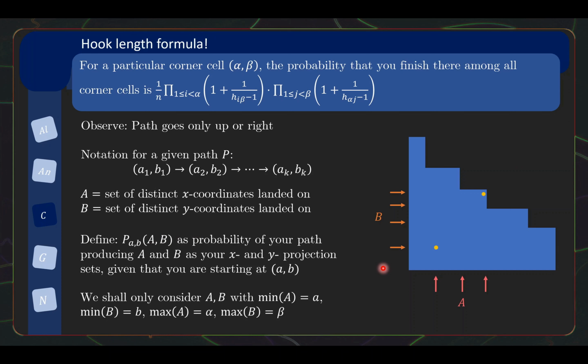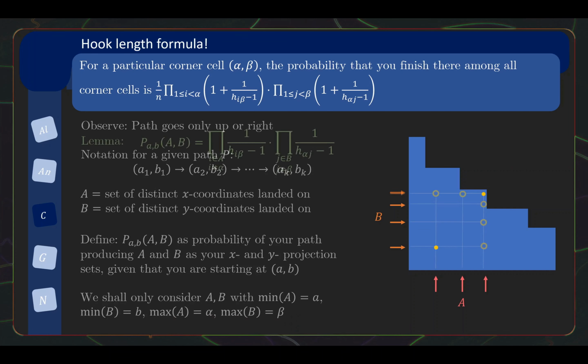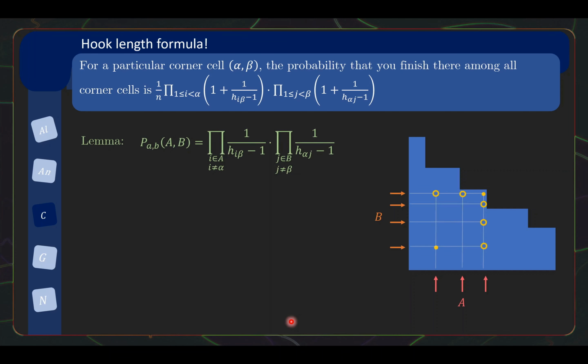Now we shall only consider sets with min A equals a and min B equals b, because otherwise the probability is obviously going to be 0. And for simplicity, we are going to fix the corner cell we are interested in, (alpha, beta). So we shall only answer the question for A and B with max A equals alpha and max B equals beta. And this is the lemma that we would like to prove.